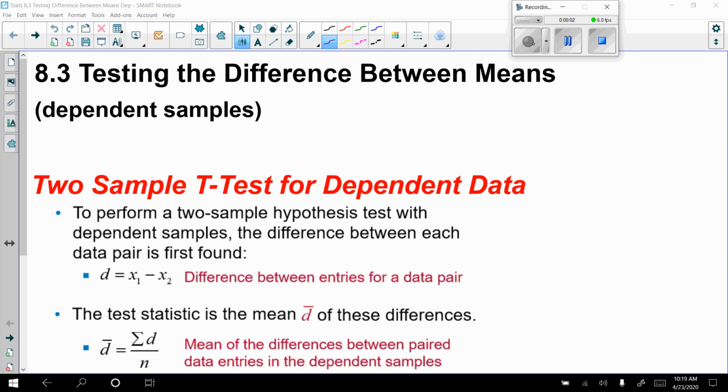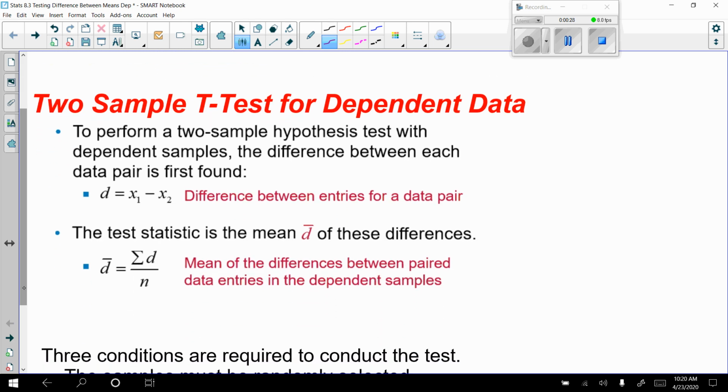In section 8.3, we're still testing the difference between means, but this time we're going to be working with dependent samples. So the samples do matter. They are paired in some way. So it could be a before and after test or related samples. So we're going to use a two-sample t-test for dependent data.